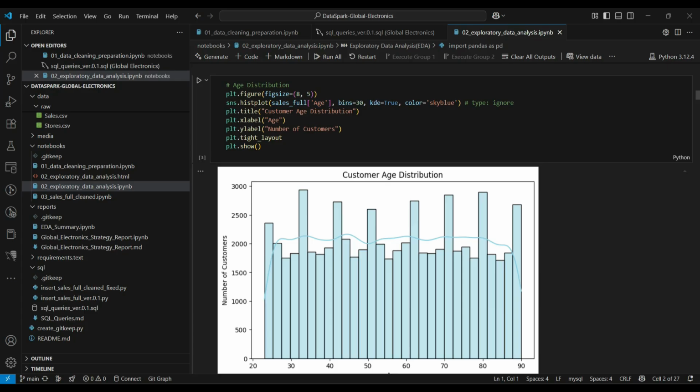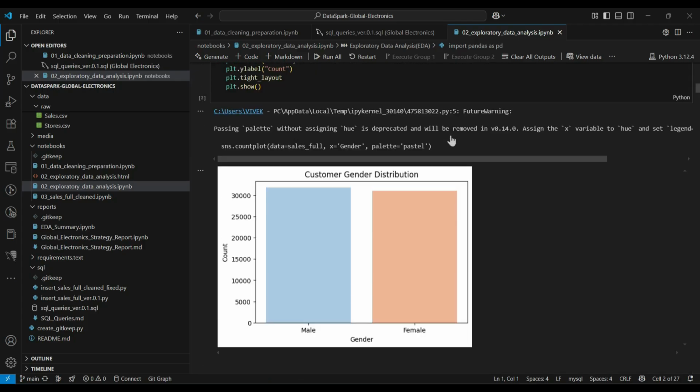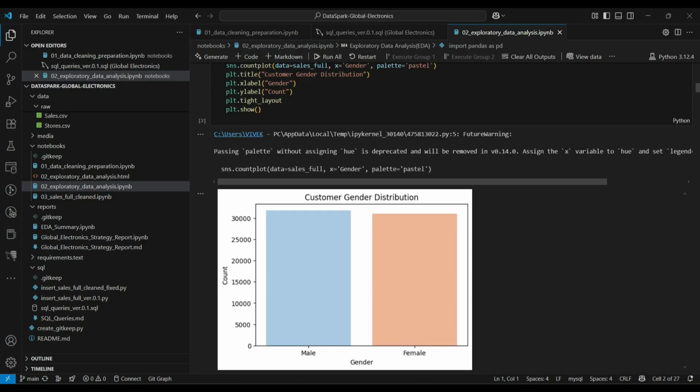Here is a concise interpretation of the customer demographic analysis. Customer age distribution. Insight: customer ages are fairly evenly distributed between 20 and 90 years, with minor peaks around ages 30, 40, 60, and 80. Observation: no strong skewness, suggesting a diverse age range among buyers. Actionable insights: tailor marketing content for all adult age segments, and consider segmenting promotions by age brackets, for example 20 to 40, 41 to 60, over 60. Customer gender distribution, insight.